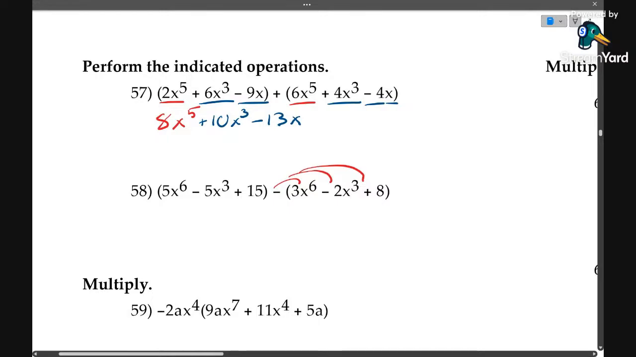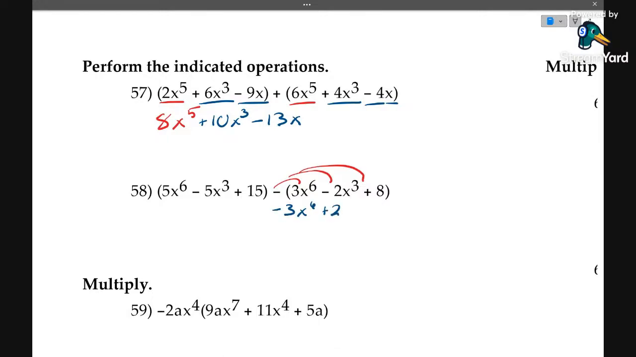We distribute the negative. We're going to be left with negative 3x to the 6th plus 2x to the 3rd minus 8. We're going to combine like terms, starting with x to the 6th, 5 minus 3, 2x to the 6th. Then we've got negative 5x plus 2x minus 3x to the 3rd. And then a positive 15 minus 8 gives me a plus 7, for a simplified polynomial.